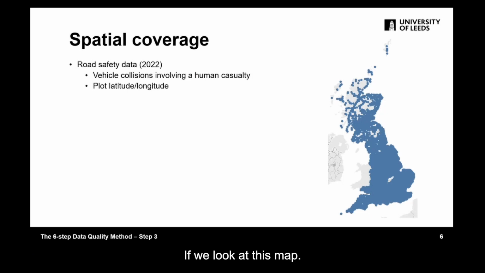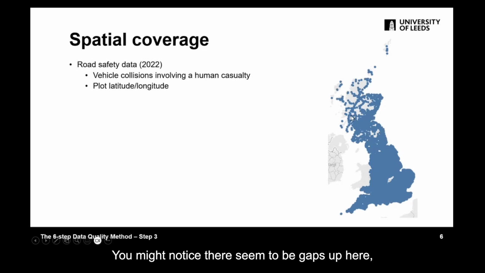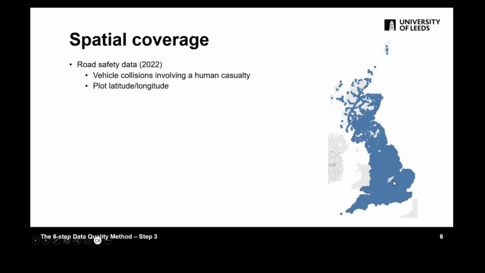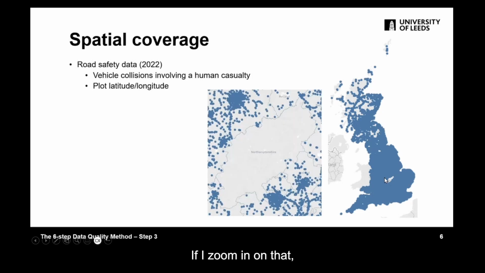If we look at this map, we can see that there's no data at all for the majority of Wales here. You might notice there seem to be gaps up here, but bear in mind that in northern Scotland there are many mountains and hence no roads. But this hole in the data does seem suspicious. If I zoom in on that, then what we see is we're missing the data for the whole of an entire county, the county of Northamptonshire.